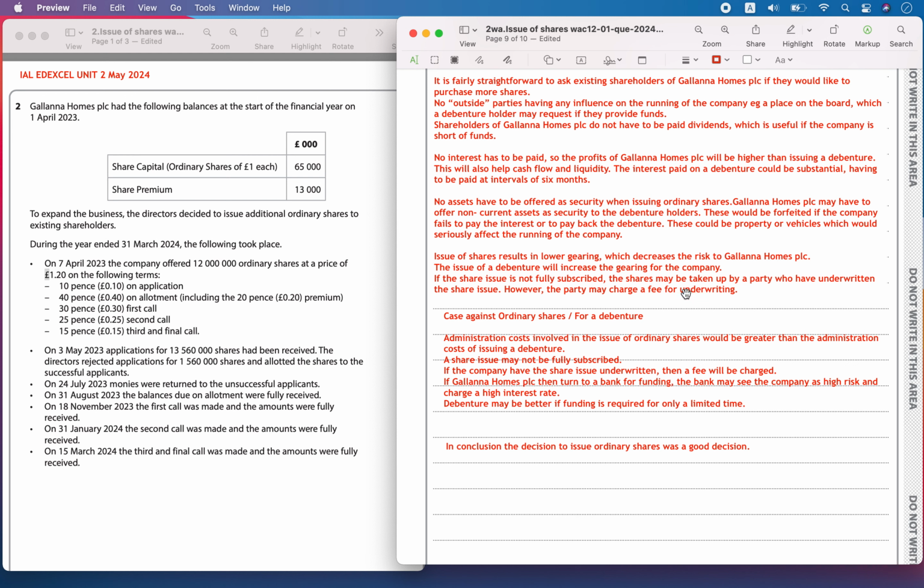If it is not fully subscribed, the party who takes up the shares will charge a fee for that. And if Gallanna Homes PLC turns to a bank for the funding, the bank may see the company as a high risk and will charge high interest. A debenture might be a better funding if it is required for a limited time. But in conclusion, generally companies tend to issue ordinary shares to raise capital.